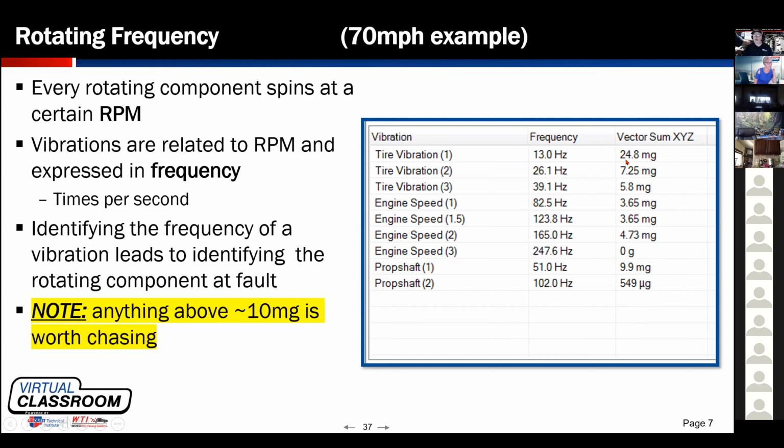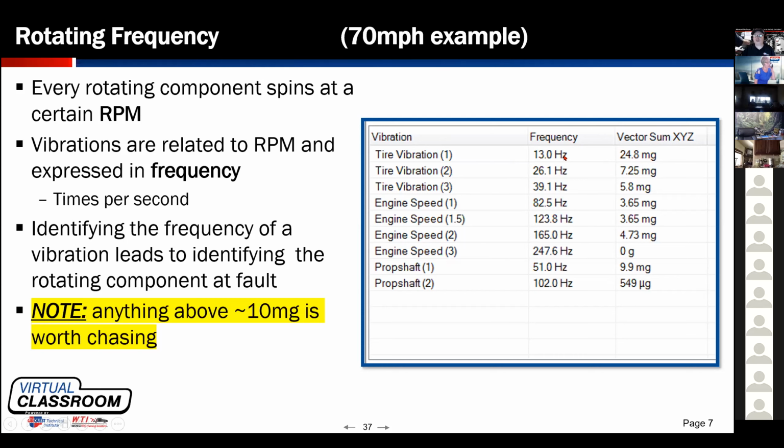But you get up here, it says, hey, we've got 25 mgs of force happening, get this, at 13 cycles per second. If I have 25 mgs of force happening at 13 times a second, what on this car is spinning at 13 times a second?